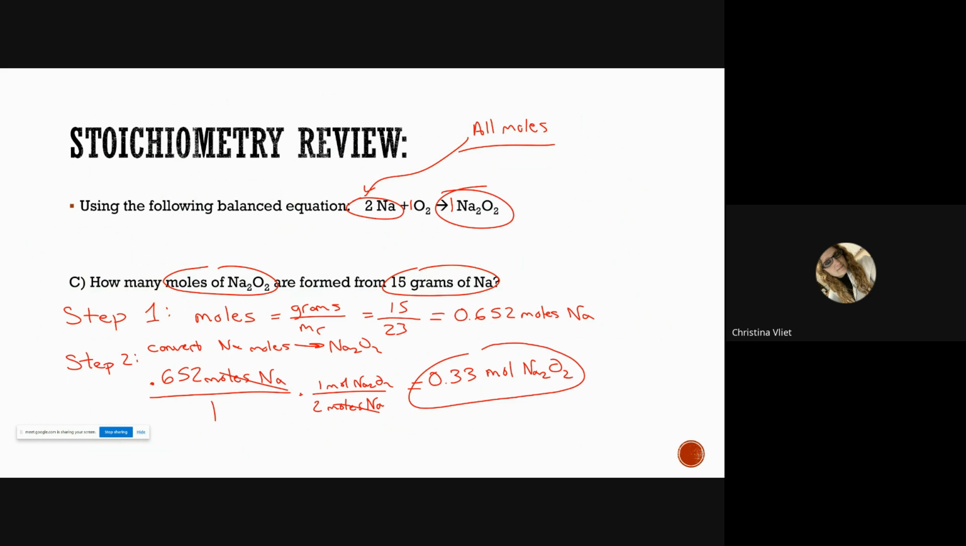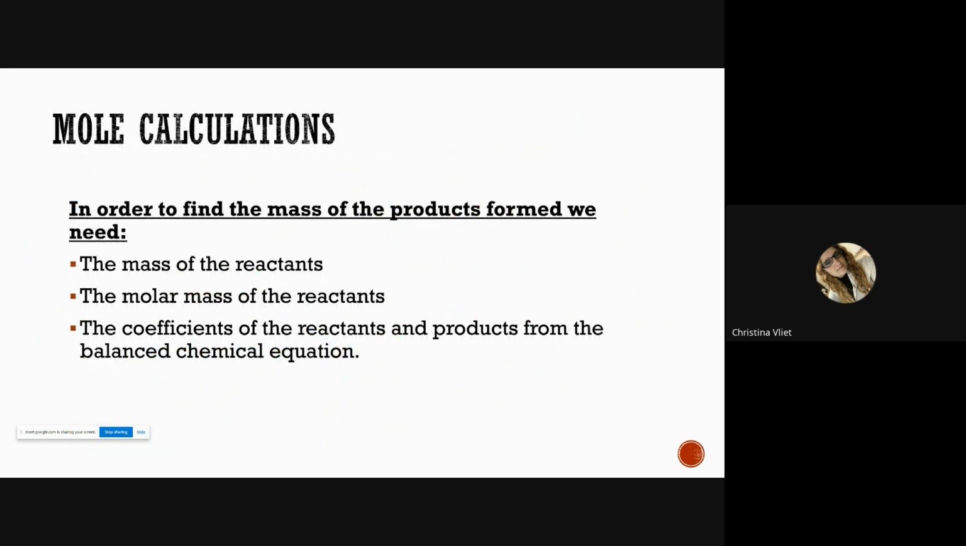Any questions here? We're okay with this process? Kind of familiar, a little bit familiar. One of the things that I drilled in over and over and over, like we spent a lot of time here. All right. In order to find the mass of the products, you'll need the mass of the reactant, the molar mass, which we call the MR, right?